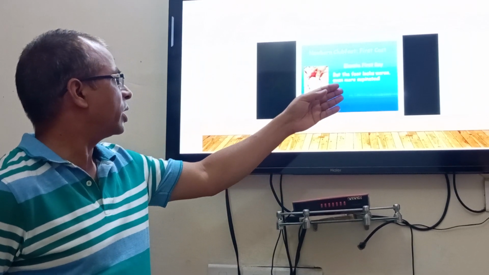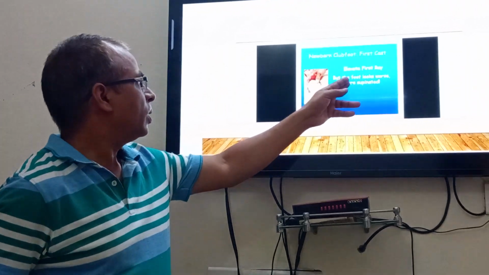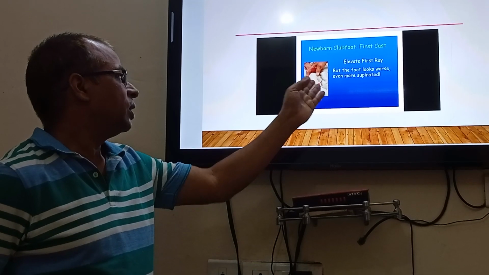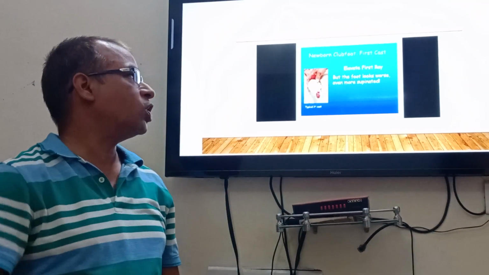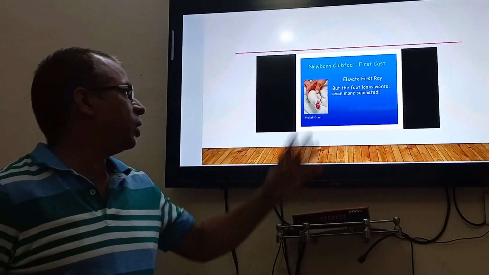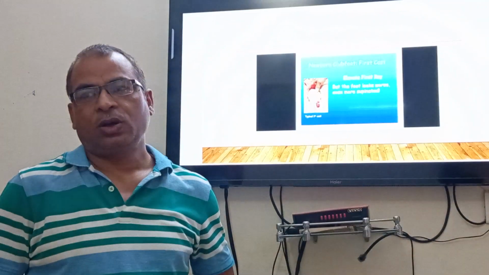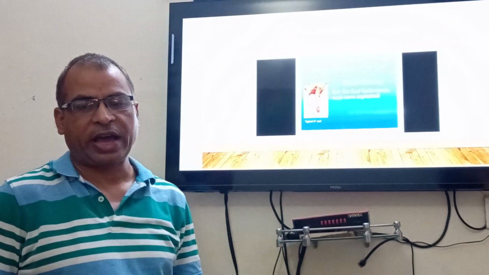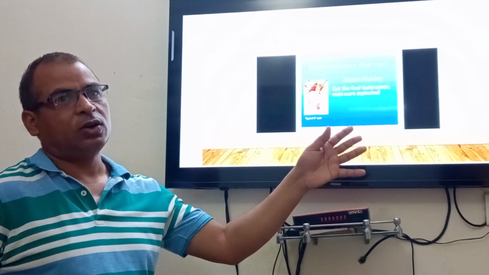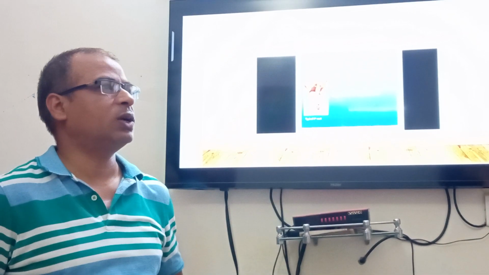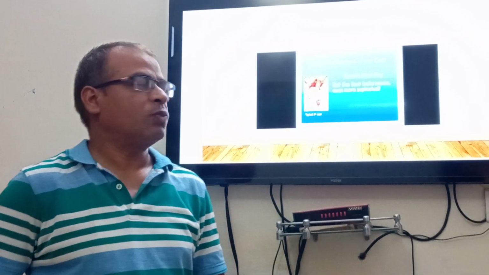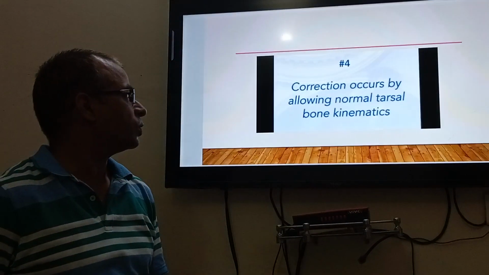Next please, let's see the diagrams. So elevate the first ray, but the foot looks worse, even more supinated. In this diagram, in the first cast, it looks like the foot is more supinated or more deformed, but actually we are reducing the cavus. So the first deformity, the cavus, is reduced first, then adduction, then varus, and the last one, the equinus, should be corrected, so that a rocker bottom foot may be prevented.